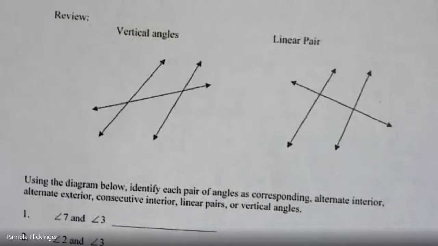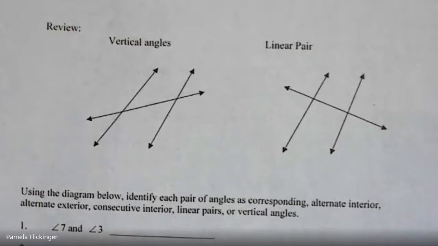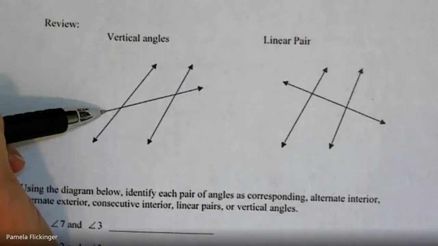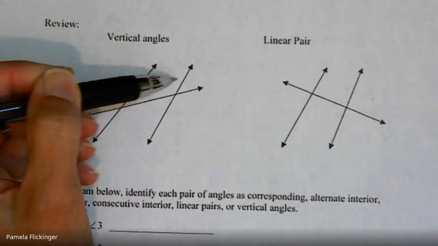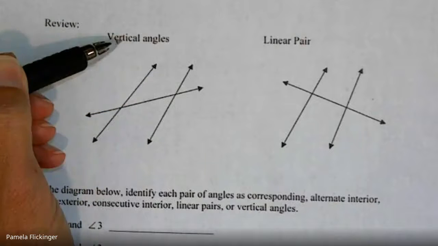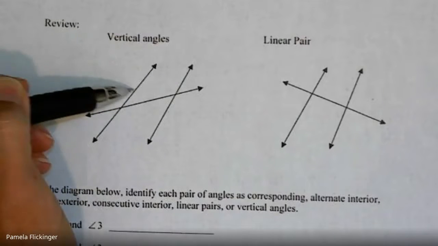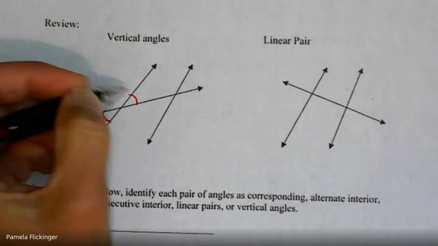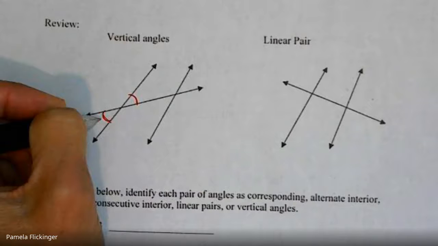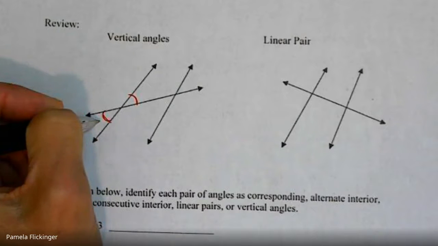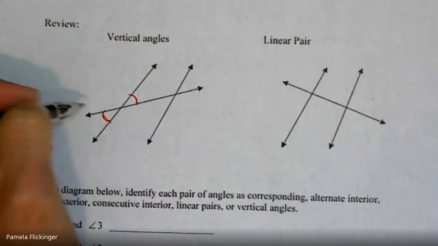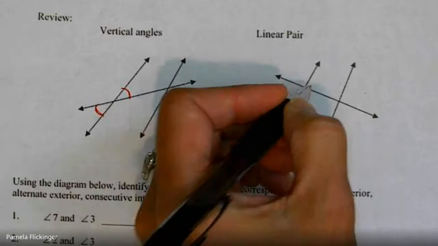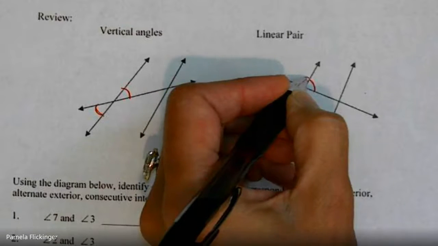All right, quick review. We've done vertical angles and linear pairs. Now notice when we have a transversal, we create what I call 2 clusters of 4 angles. So when we're talking about vertical angles, we're in the same cluster. This angle here and this angle here, those are vertical. Same thing happens with a linear pair. We're looking for 2 angles that are adjacent, that form a straight line. So that would be this one and this one.